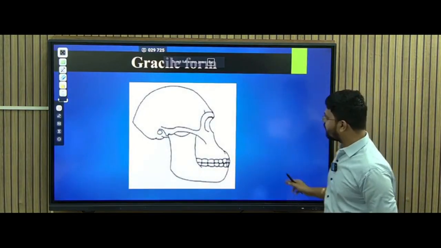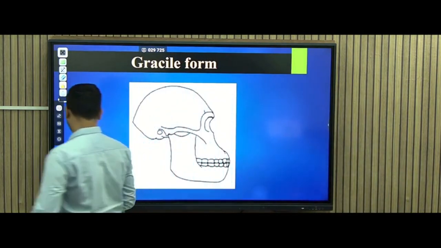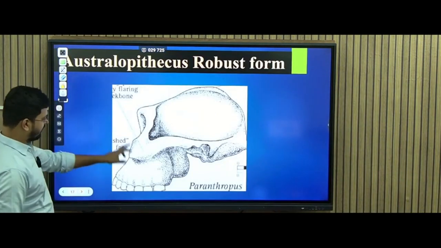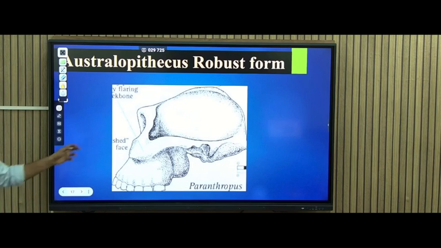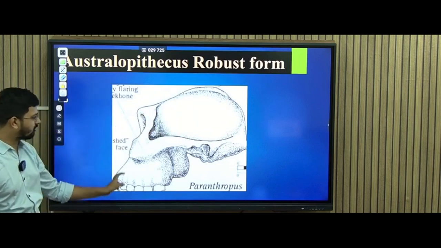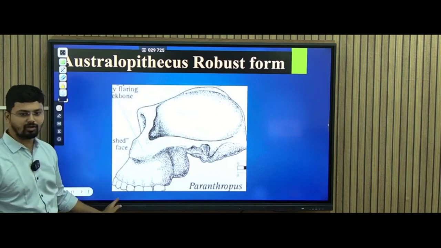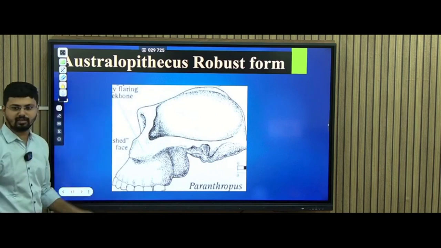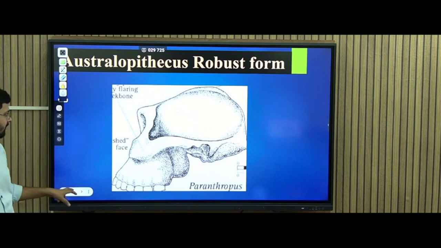Right? So now coming to the fossil. You can see this Paranthropus. See, you can see this. It is not round. Rather, flat also is not. The face is also not so prognathic. In the earlier one, you will see so much of prognathism, right?